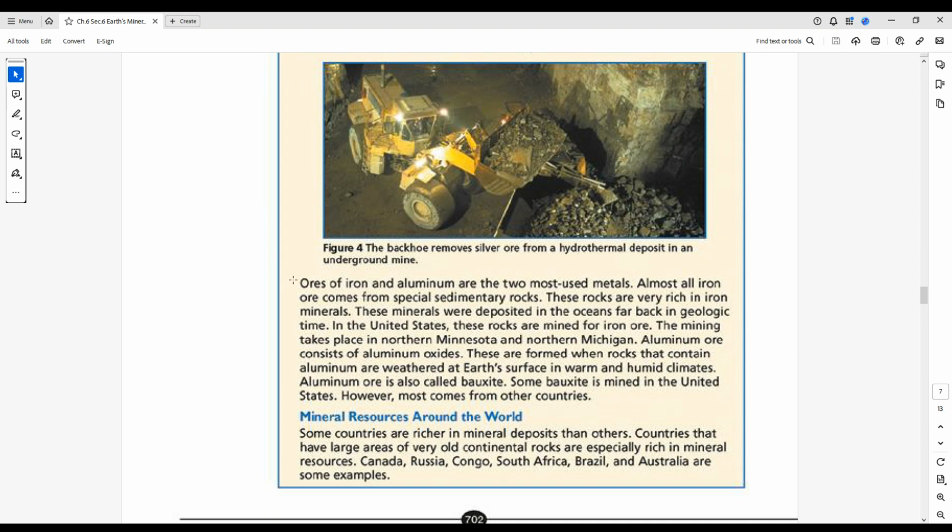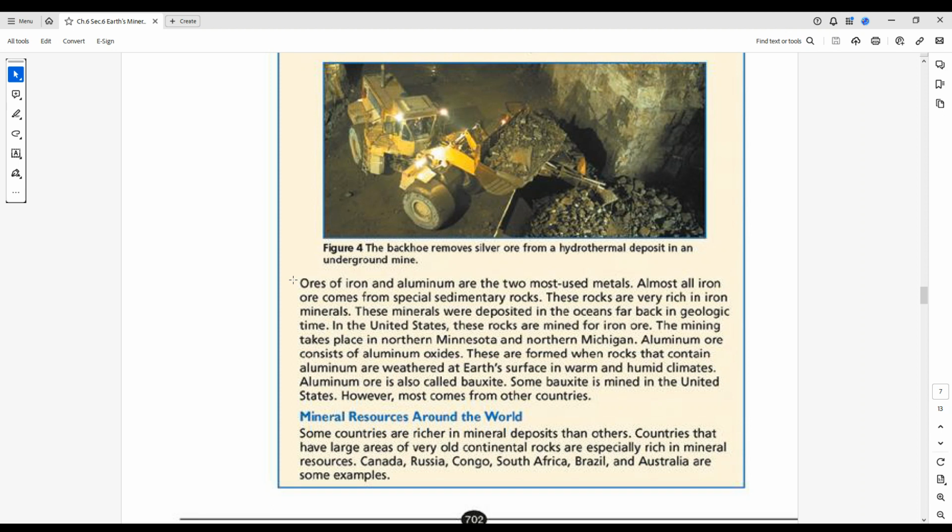Ores of iron and aluminum are the two most used metals. Almost all iron ore comes from special sedimentary rocks. These rocks are very rich in iron minerals. These minerals were deposited in the oceans far back in geologic time. In the United States, these rocks are mined for iron ore. The mining takes place in northern Minnesota and northern Michigan.